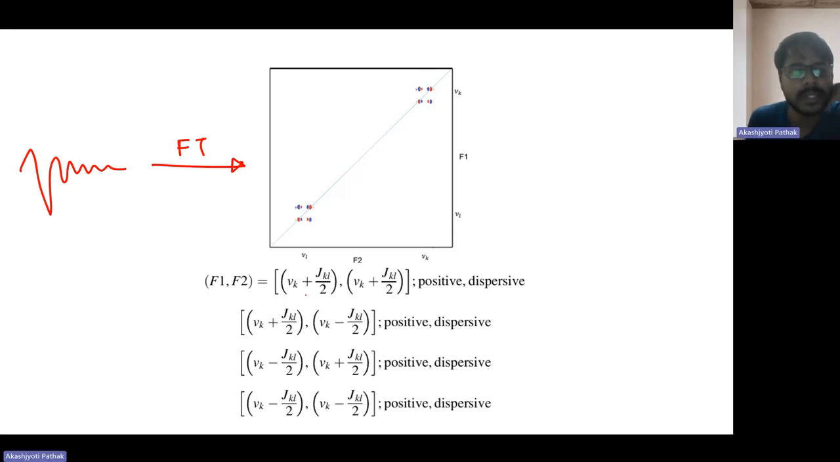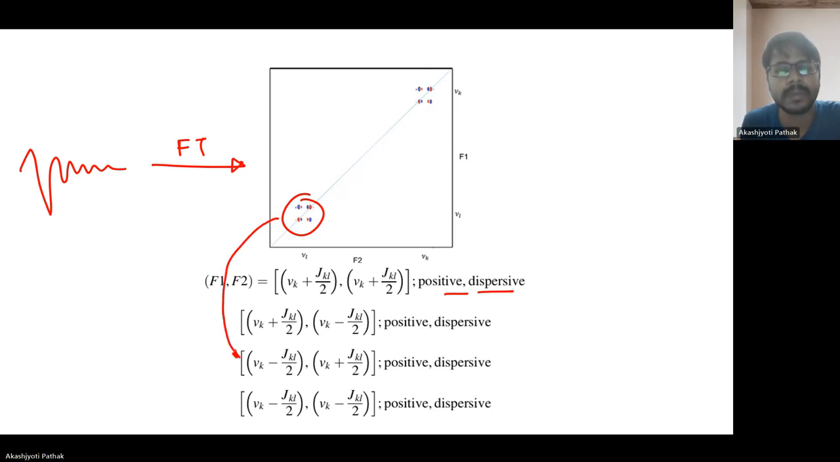So what will be these frequencies? At the following frequencies: nu k plus jkl by 2, comma nu k plus jkl by 2. So four different positive dispersive frequencies we will get when we do the Fourier transform. These are the frequencies at which we will get peaks: nu k plus jkl by 2, and then again here. So these two plus jkl and these two nu k minus jkl, these ones.